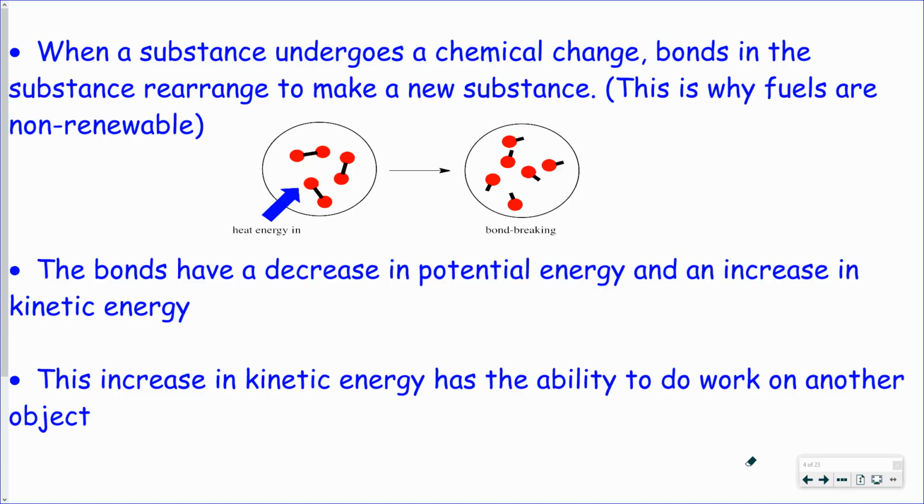What happens with fuels is that they undergo chemical changes. And when a fuel undergoes a chemical change, bonds in that fuel are broken and rearranged to make a new substance. And when these bonds are broken, energy is released. And when that energy is released, you end up transferring that energy to its particular surroundings. Those bonds will have a decrease in potential energy and an increase in kinetic energy, because those bonds are not together anymore and the particles have more ways to move.